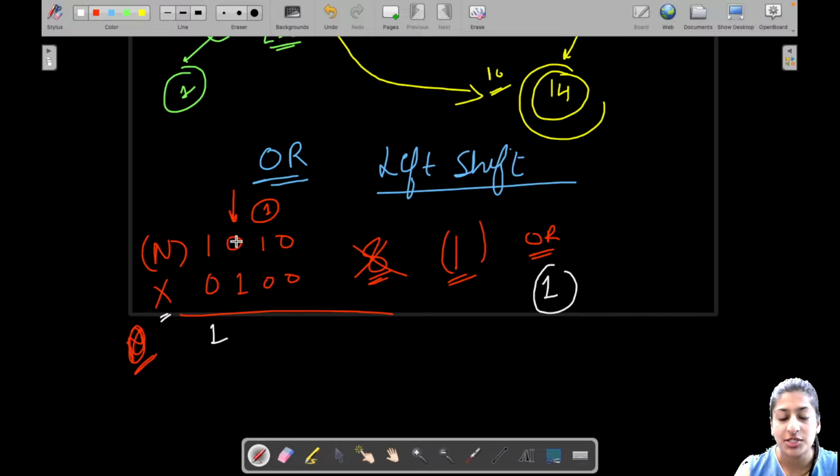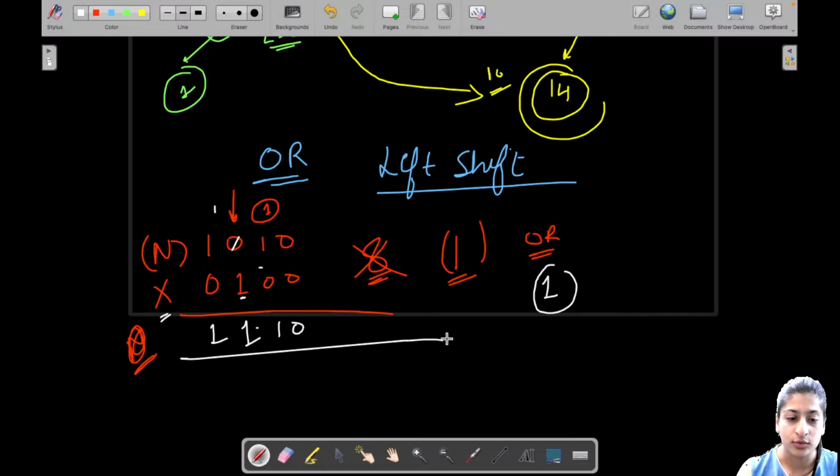So the thing that will be changed will be this bit. If this is 0, it will become 1 because of this 1. If it was 1, it will remain 1. There will be no change, and rest of the things will be the same, right? I'm sure you all know these things, but that's the number we are getting now. So I think we got our answer. That's what we wanted to do.